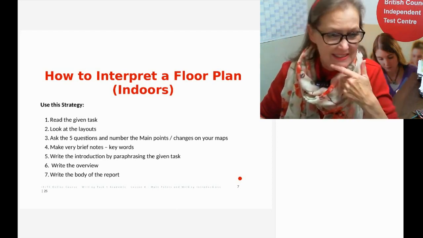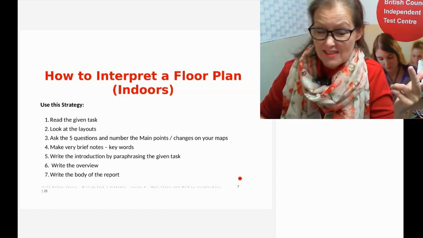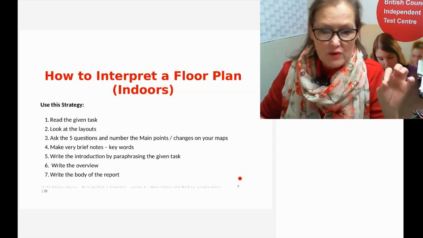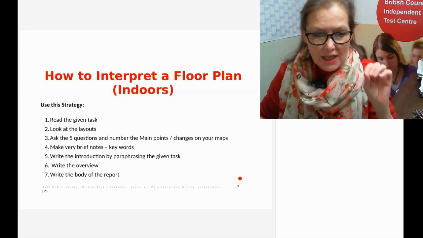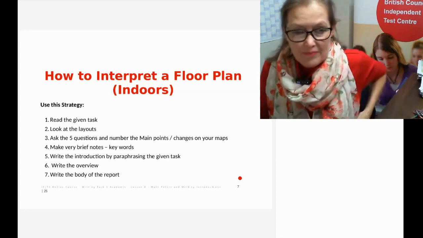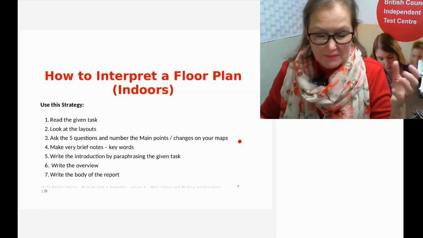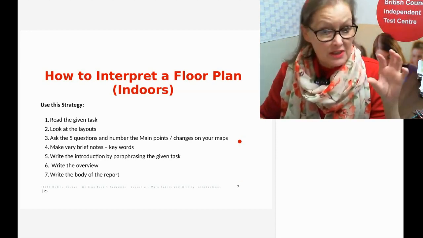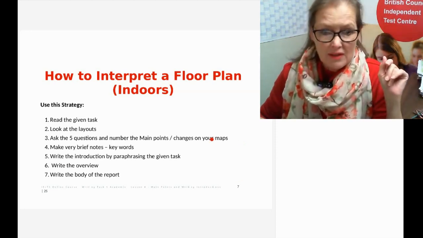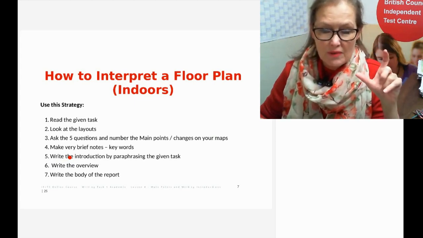What's the topic? Is it indoors or outdoors? What tense must I use? What are the main points? Okay, what's changed? And make very brief notes. Now, definitely you want a number on your diagrams, 1, 2, 3, at the points, and nice big letters so that it's easy when you're reading your map to go back and follow the numbers that you've written. And you can make very brief notes as well, just using keywords.